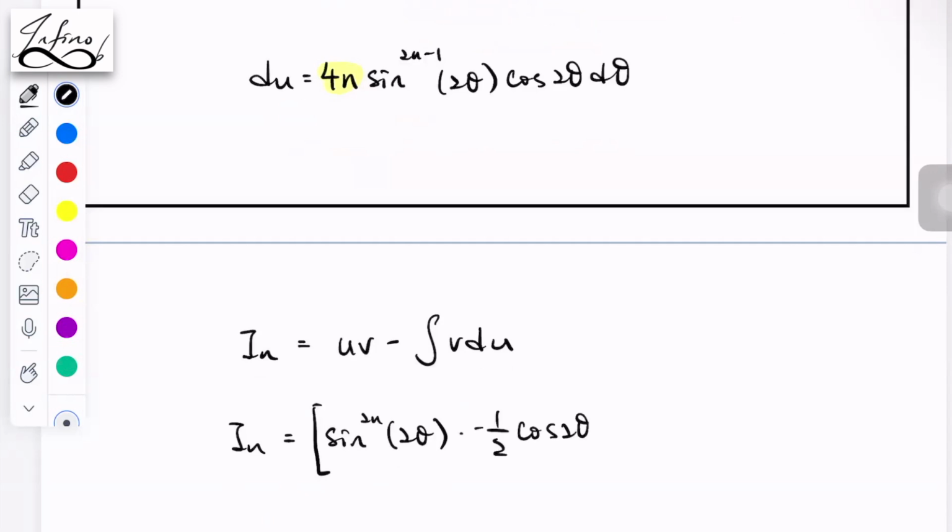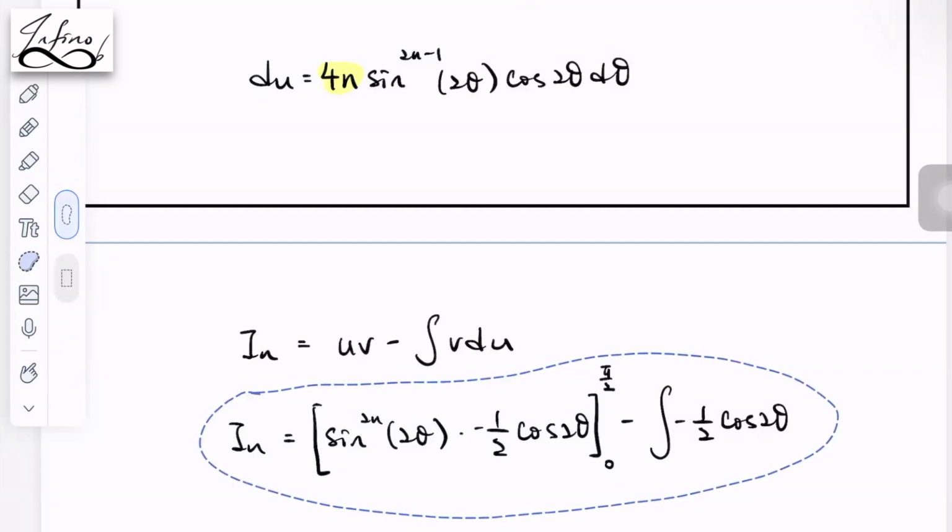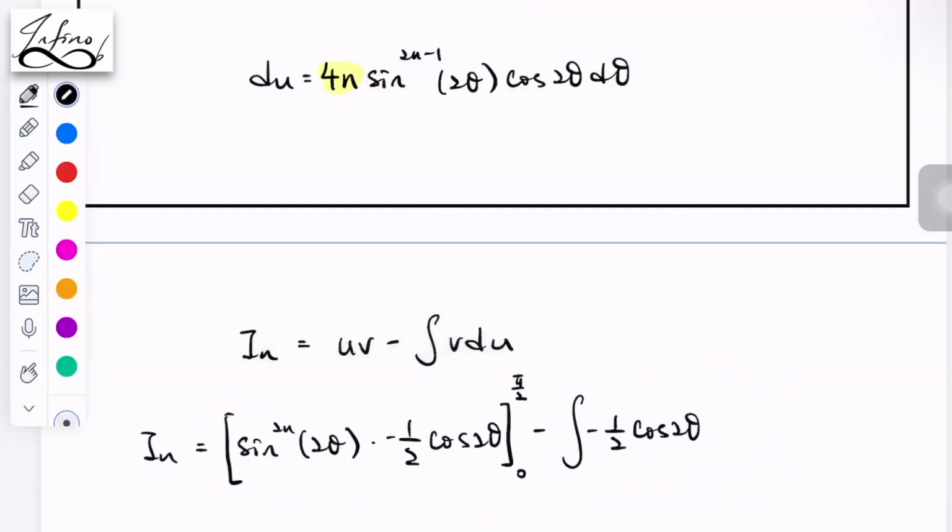Then, of course, substituting from 0 to pi over 2, minus the integration of v, which is negative 1 over 2 cosine 2 theta du. du will be, maybe I move it forward so that I can have more space to write the du, which is just copy it: 4n sine 2n minus 1, 2 theta, cosine 2 theta, and then d theta, with integration from 0 to pi over 2.